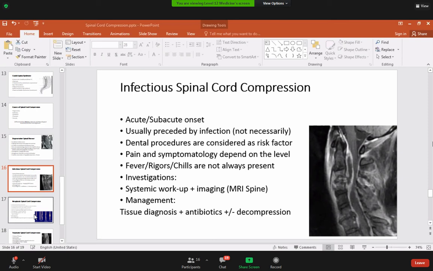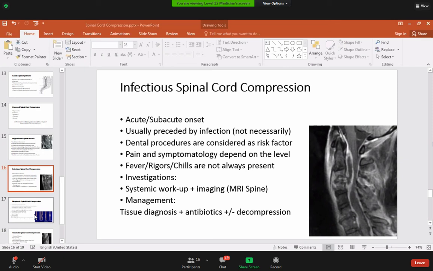And usually, dental procedures are considered a risk factor for development of this blood-borne infection. Pain and symptomatology depend on the level. Again, as always, in the brain and the spinal cord, the neurological symptoms are dependent on the location of the lesion. Fever, rigors, and chills are not always present, as these are usually the chronic varieties.